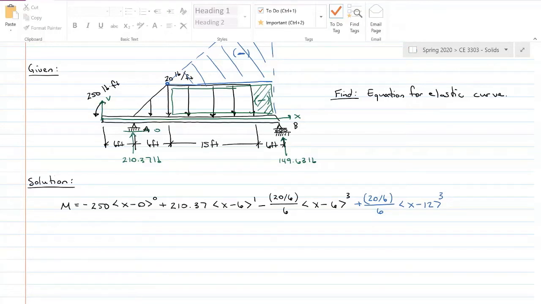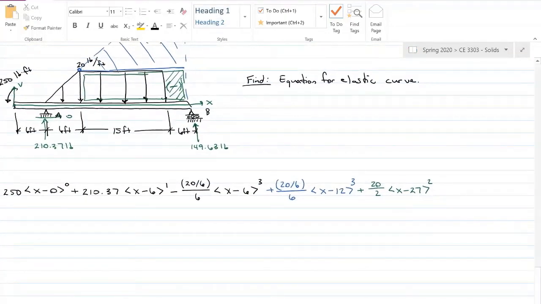And then we want to subtract out that last rectangle of green space, so that'll be plus 20 over 2, so that's my w over 2 times x minus 27 squared. All right, and then my very last component will be the plus 149.63 times x minus 33 to the first power. But remember, that's always going to equal 0 because x will never be greater than 33. It'll always be equal to or less than. So this will go to 0, so we can ignore it for the rest of our universe. All right?